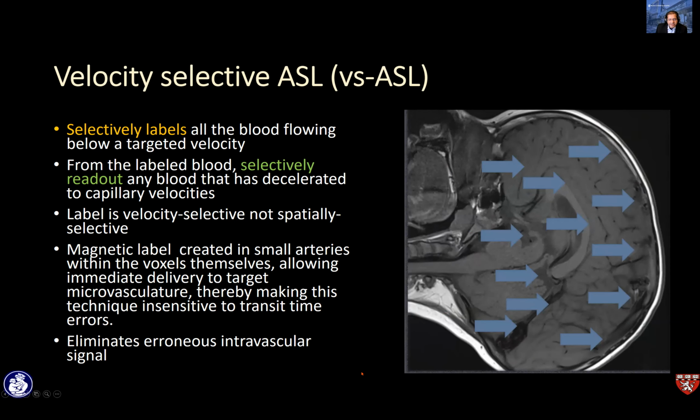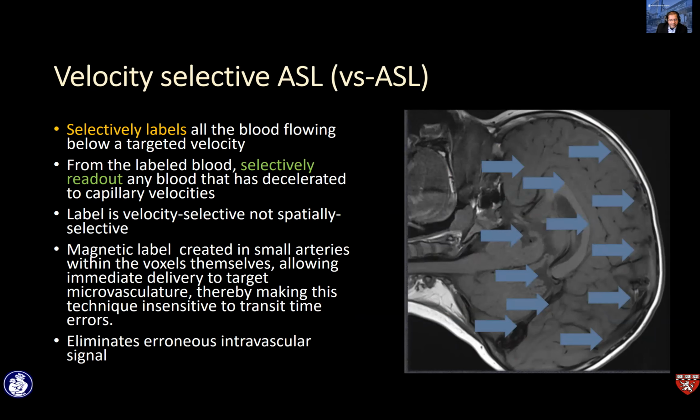The next technique is velocity selective ASL. It's a newer technique. You selectively label all the blood flowing below a target velocity. So you take the whole volume and you check the velocity of the flowing blood using some initial preparation slices. And then from the labeled blood, you selectively read out any blood that has decelerated to capillary velocities. This is not spatially selective, it's velocity selective.